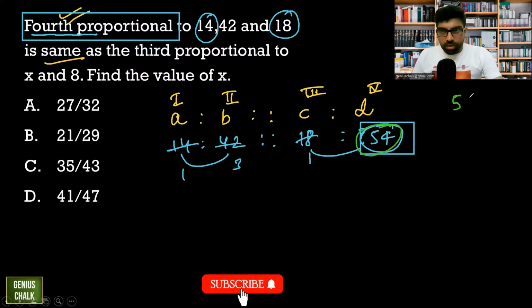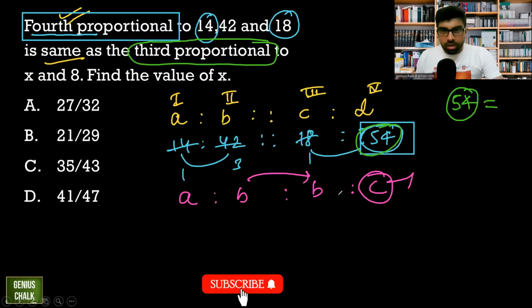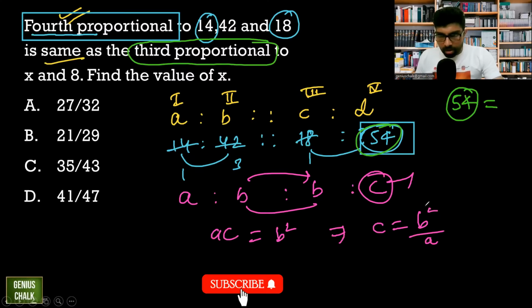Now this is same as third proportional of X and 8. So this is third proportional. Now what is third proportional? We have learned this as well. Third proportional means if I have A is to B, I have to write this B again, and this value C is called third proportional. So what is it? We know product of means, that is B square, is equal to product of extremes. So C will be B square by A. So this is the definition of third proportional. C is equals to B square by A.